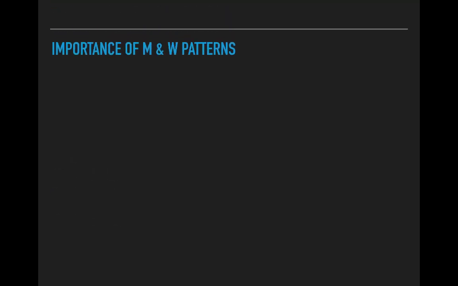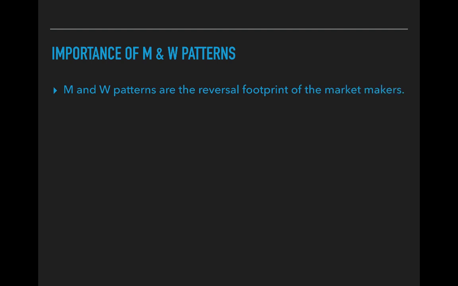The first thing we're going to talk about is the importance of the M and W patterns. Basically, they are the reversal footprint of the market makers. When you see an M or a W pattern forming on the chart, it's usually a good indication that they're looking to reverse the cycle and take it back the other way. They're found usually at the high of the day and the low of the day. That's where I want you to focus on taking these patterns. You'll see it with some chart examples of how we do that.